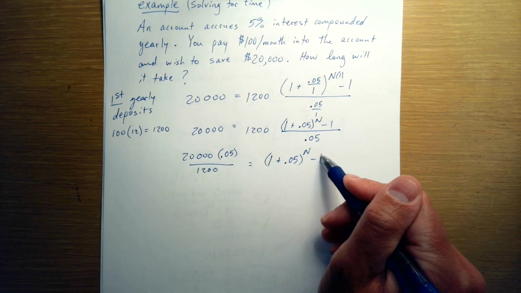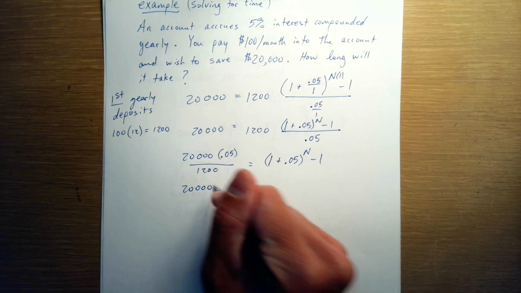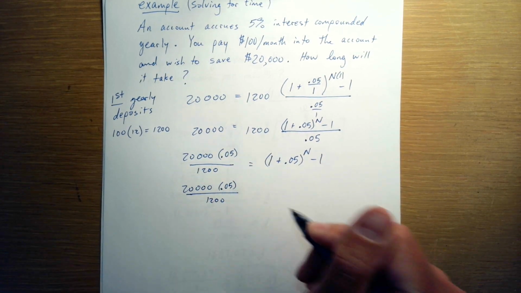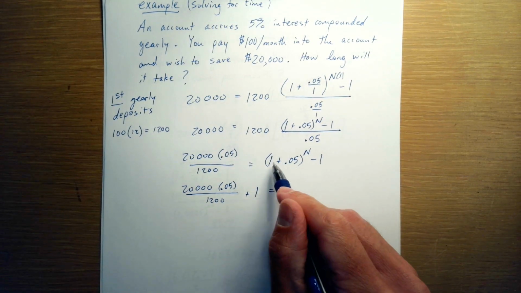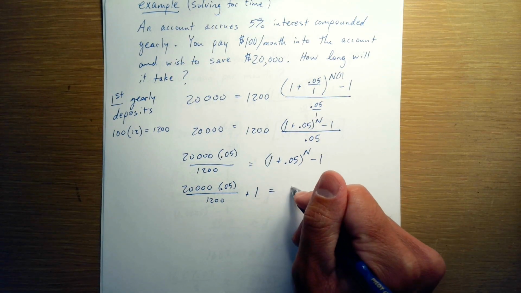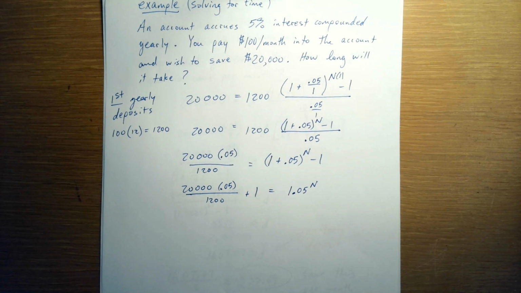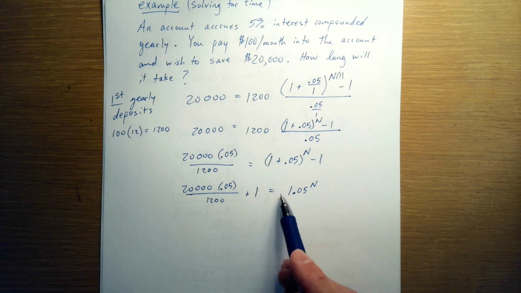Okay, this minus 1 can be taken to the other side, but I have to add it. So I have 20,000, so I have this whole fraction still. The whole fraction plus 1. And over here, 1 plus 0.05 is just 1.05 to the n. Now we get to a point where n is buried within the exponent. And so we'll use a technique that we've seen before, which is in order to get a variable out of an exponent, we'll take logarithms of both sides. And we'll choose natural log.